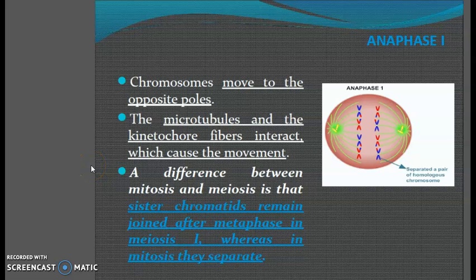Next stage is anaphase 1. Here chromosomes move to the opposite poles. The microtubules and the kinetochore fibers interact, which causes the movement. A difference between mitosis and meiosis is that sister chromatids remain joined after metaphase in meiosis 1, whereas in mitosis they will separate.